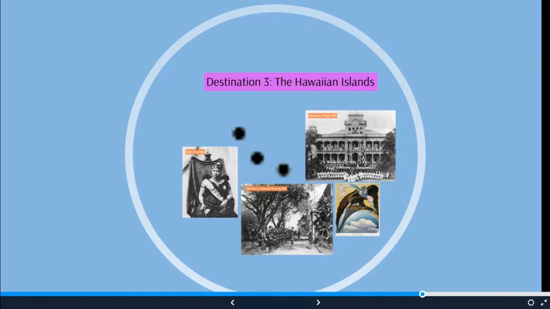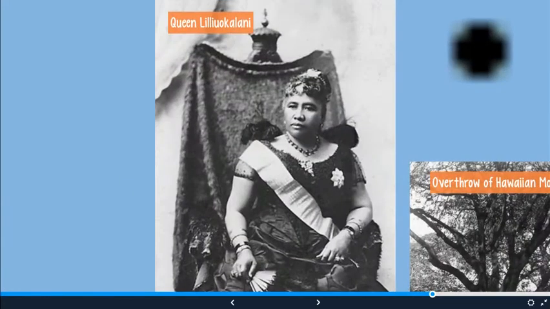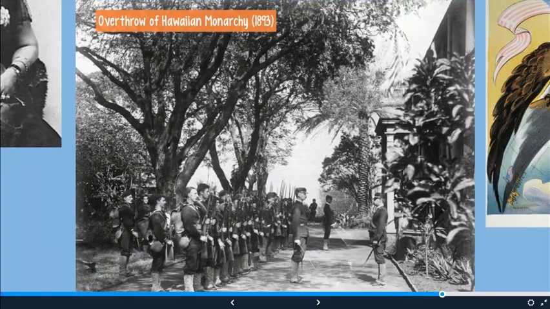So it wasn't our government that overthrew the monarchy of Hawaii, but instead it was wealthy planters who were living on Hawaii who did it. They were led by people like Sanford Dole, who you read about in that passage.